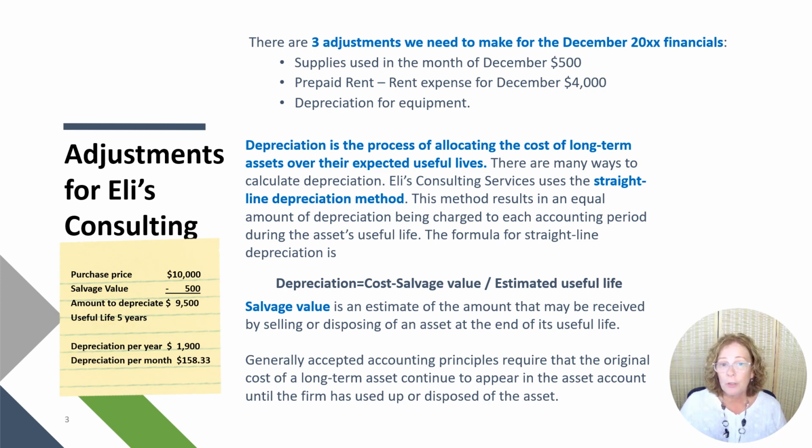One more thing to mention, generally accepted accounting principles require that the original cost of the long-term asset continue to appear in the asset account until the asset is disposed of either via sale or thrown away. That means that the depreciation we record does not reduce the asset account directly. Instead, we'll use a contra asset account called accumulated depreciation, so that we can see both the original purchase price of the asset and the depreciation we've recorded since the purchase.